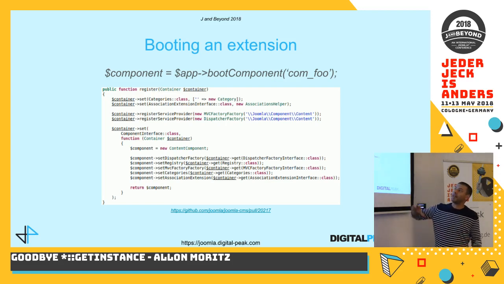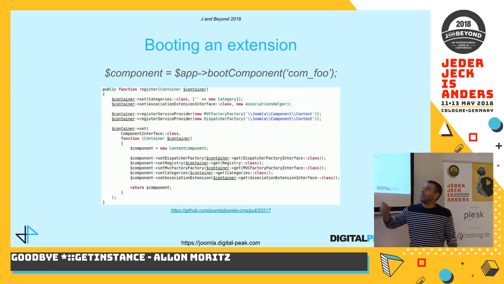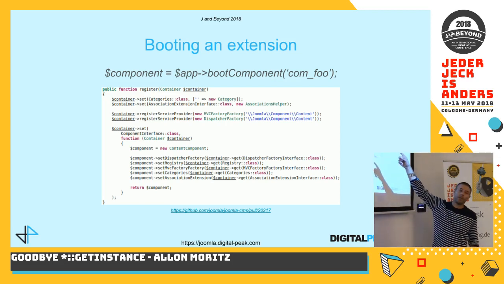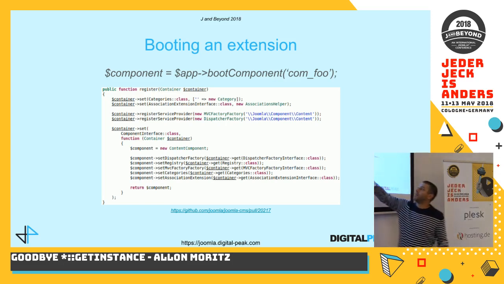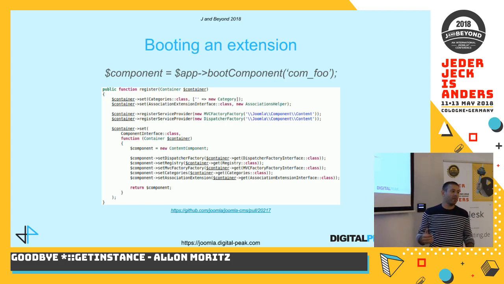And the principle of that is that we have this register function. It's similar to what we saw before for the form factory. And here you basically set up the dependencies of your container. So the end result, when I do app boot component, what here is $component, is finally an instance of this class here. That's a content component, which has functions like get dispatcher, and it implements some interfaces where you can get an MVC factory out of that, categories, associations. So you don't have to do J categories get instance anymore. You can boot the component you want to have the categories for, and then you're getting back a categories object.